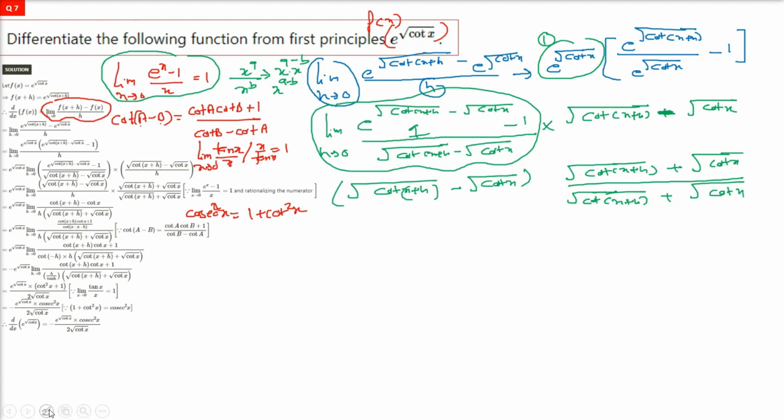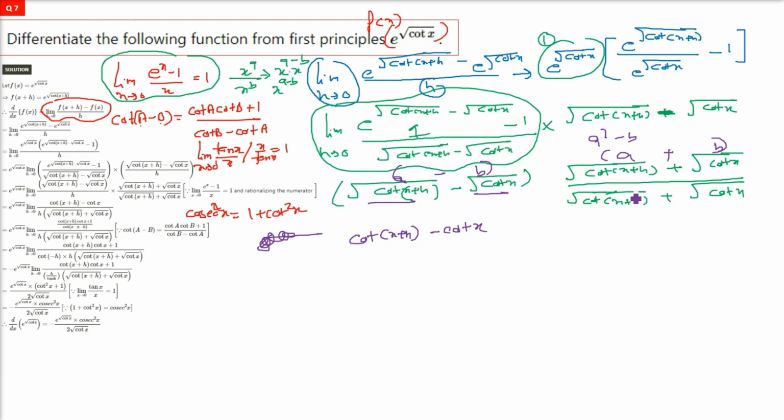So now we have an a minus b, a plus b kind of situation in the numerator. This is a minus b, this is a plus b. A minus b and a plus b is a squared minus b squared. Since we have this in root, you can get this value without the root, that is, the root will be eliminated. So cot(x+h) minus cot x, divided by this term.